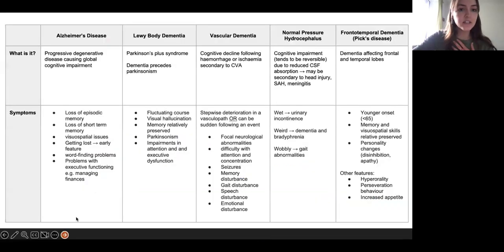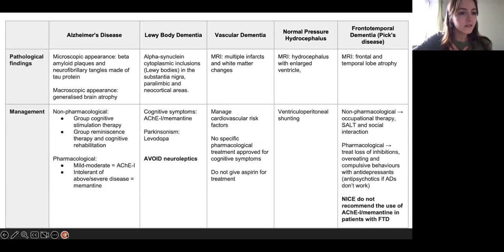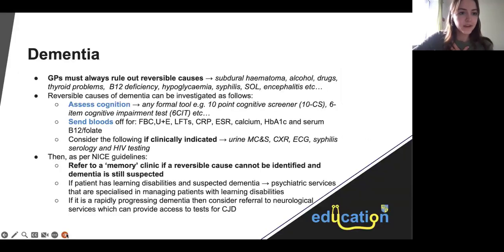The next slide, I won't talk through because of time, but it's a good table summarizing the common types of dementia, which is very high yield and I'd recommend knowing. So obviously you can look through those in your own time.